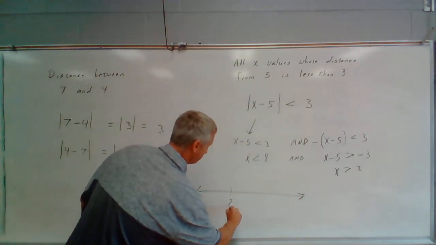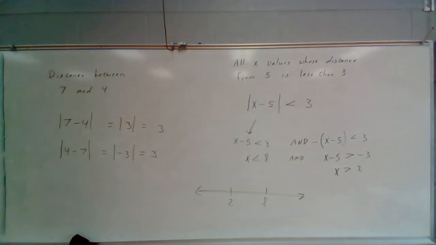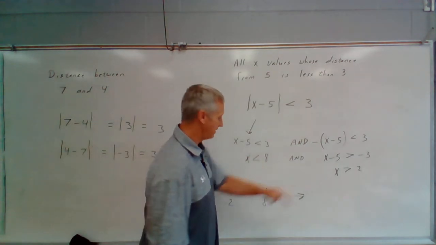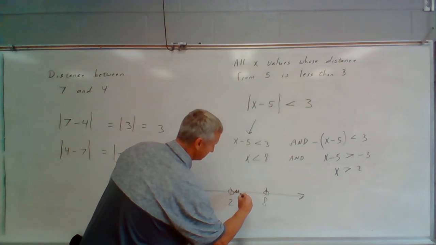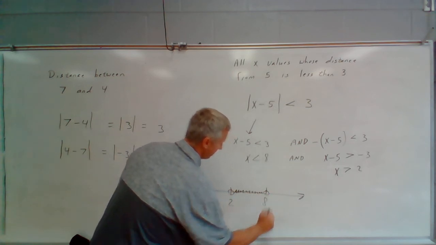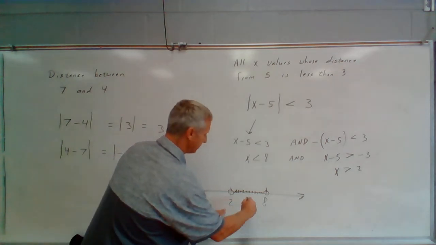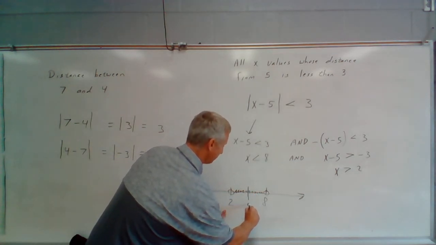So I have 2, 8, and I want to graph all the numbers that are both less than 8 and greater than 2. So those numbers would be between 2 and 8. Halfway in between 2 and 8 is 5.